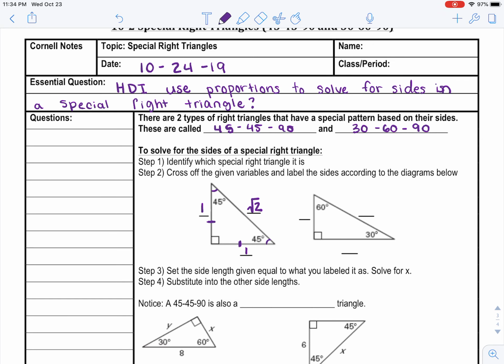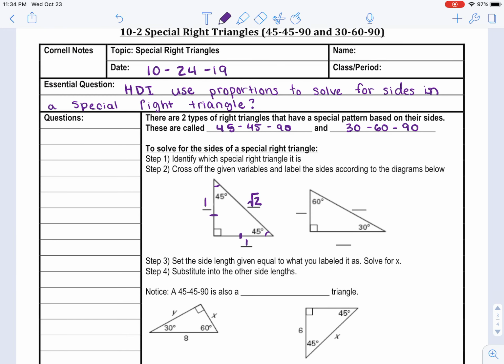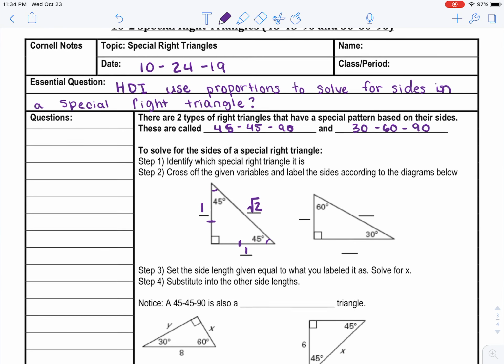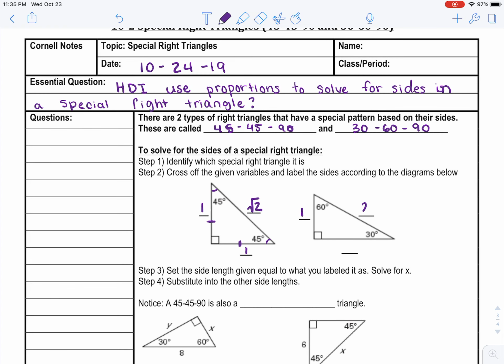Now with the 30, 60, 90, again, there's a ratio of the sides that's going to be consistent no matter how you scale that triangle up or down. So in a 30, 60, 90, the side opposite the 30 is always going to be our side that we're going to label 1. Our hypotenuse is always going to be the side that we label 2. And the long leg is always going to be the side that we label radical 3.